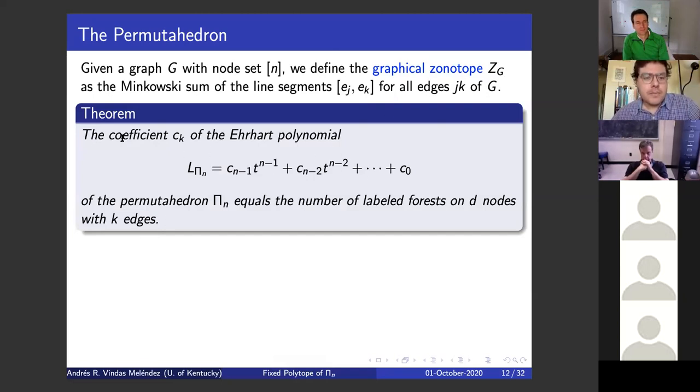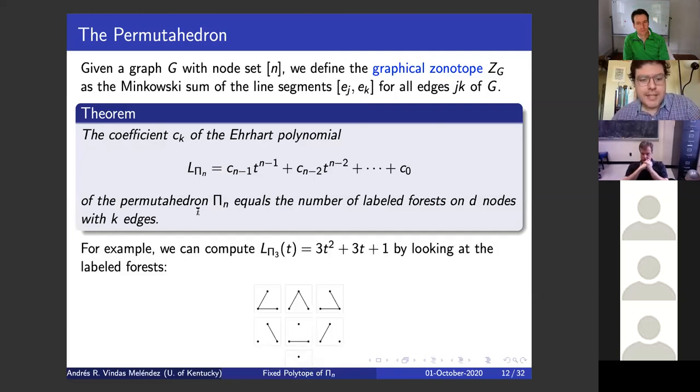The coefficient c_k of the Ehrhart polynomial of the permutahedron equals the number of labeled forests on d nodes with k edges. Okay, and so let's do an example.